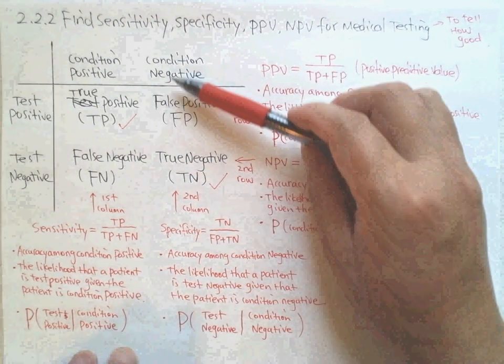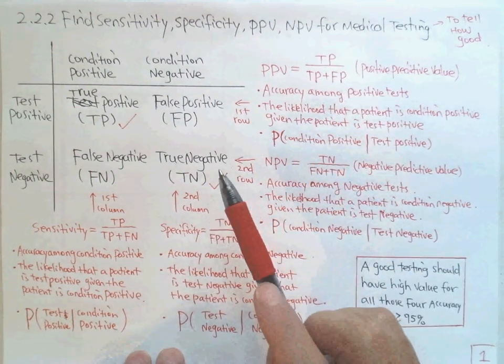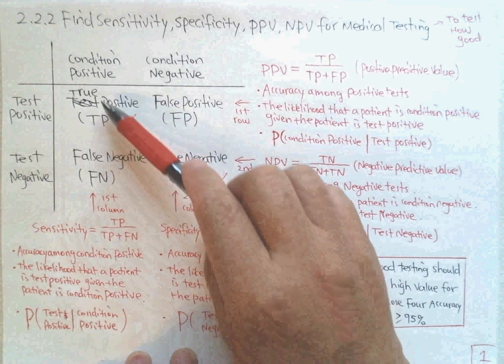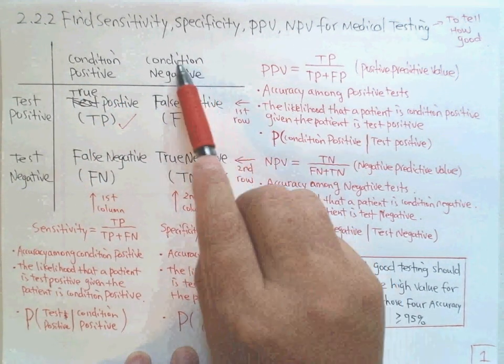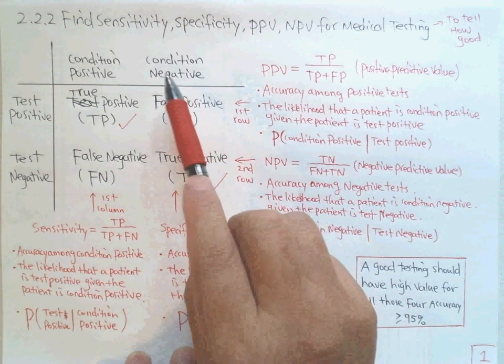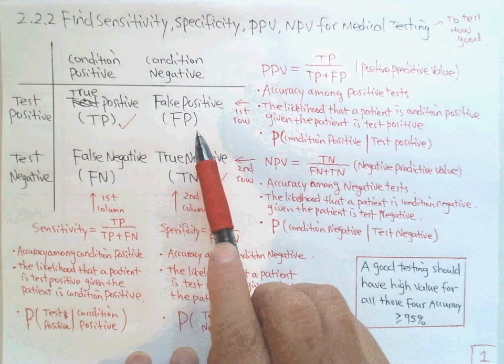Now we have another three. I will skip a lot of information, because I showed you a lot of detail about the first one, sensitivity. So how about the specificity? Now we're focusing on the second column, which means what? We're focusing on the condition negative, meaning healthy people going to the test, and what percentage.